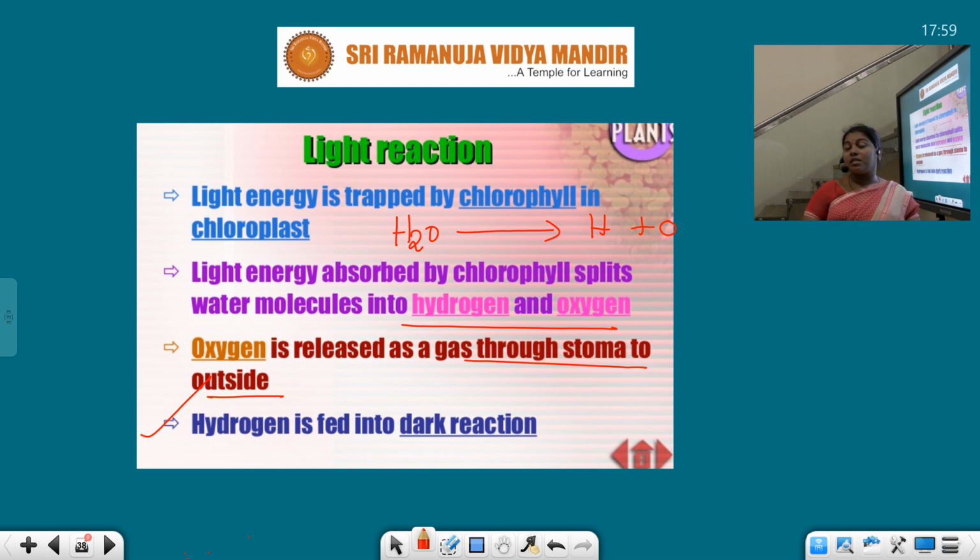And next we discussed the holozoic mode of nutrition. In the holozoic mode of nutrition, students, the organism eats the food material, digests it, then absorption, then assimilation. Holozoic means eating, digestion, absorption, and finally assimilation. About the holozoic mode of nutrition we'll discuss in the next class.